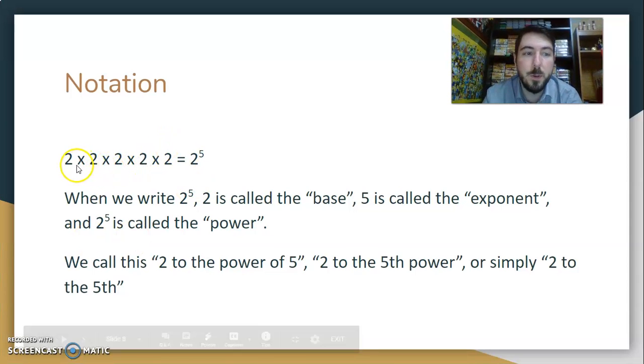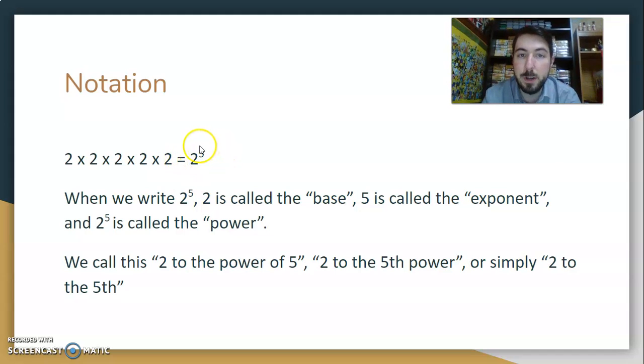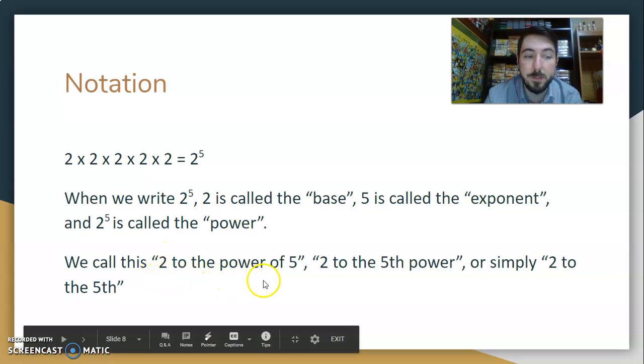Well, first of all, we can write 2 times 2 times 2 times 2 times 2 as 2 with this 5 in the top right corner. So there's always a big number, and then in the top right there's a little number. So what does that mean? Well, 2 is called the base. That's the number that we're multiplying over and over again. 5 is called the exponent. So that is how many times we're multiplying that number over and over again. And then the whole thing is called a power. And the way that we would say this is 2 to the power of 5. You might also see 2 to the 5th power, or simply 2 to the 5th.